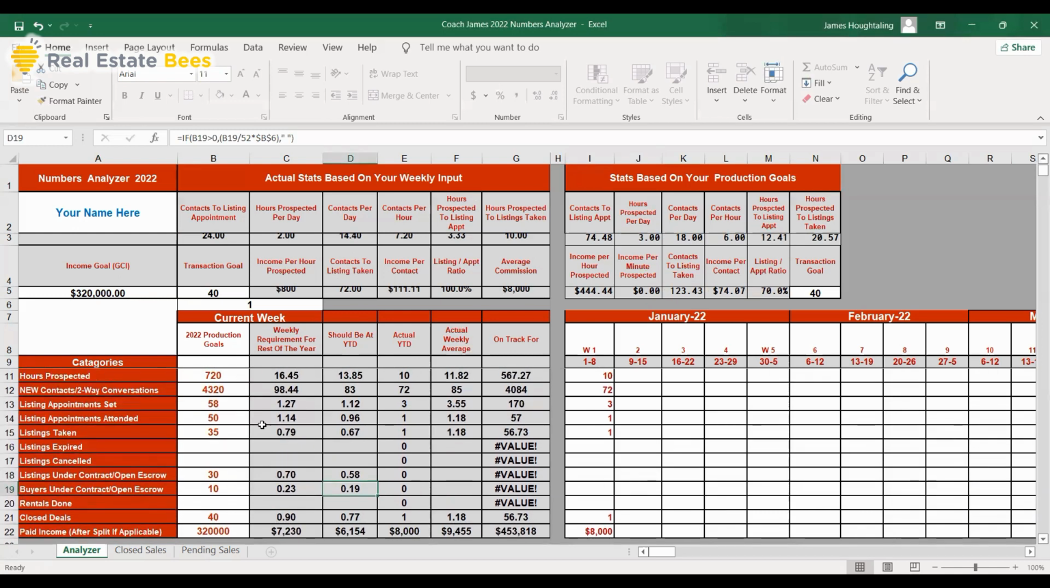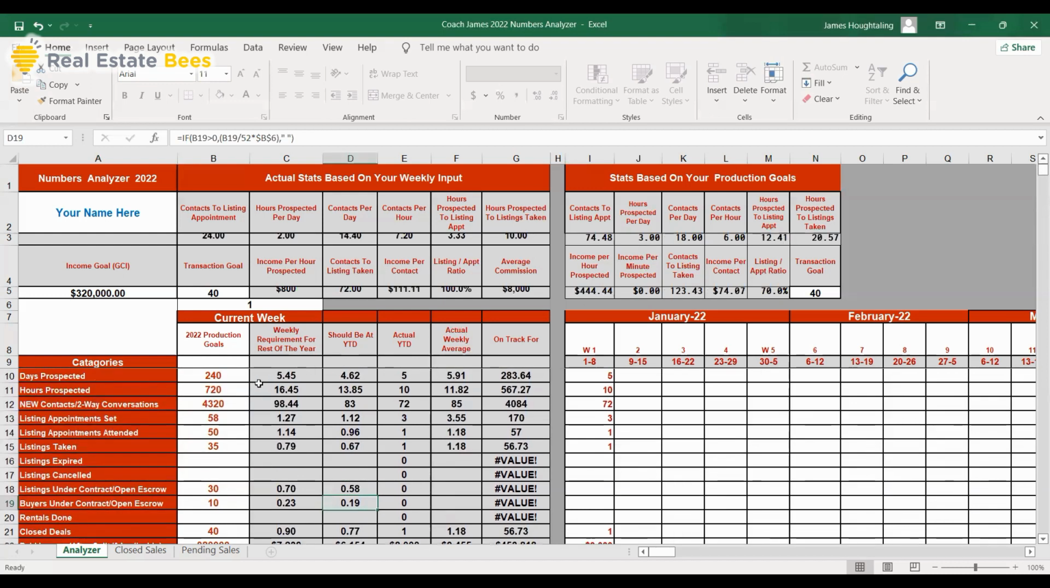So what this is now saying is, if we scroll right to the top, it's saying that you should be at 4.6 days prospected. You're actually at 5, so you're ahead of the game. Your actual weekly average is closer to 6 days a week. You're on track to prospect 283 days instead of the 240, assuming that you kept up this pace. But you notice all these fields fill in, okay, for you as you move through.